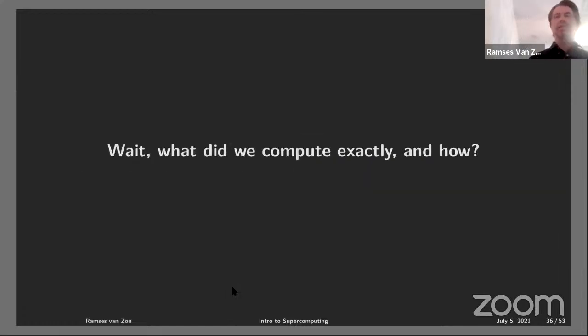So let's look at what that actually did. In a lot of cases, as I explained on Monday, the art of getting things to run faster is to use more cores. And to use more cores, you have to know what can run in parallel. But to know what can run in parallel, you have to know what you're computing. So let's look for a second at what we're doing here.